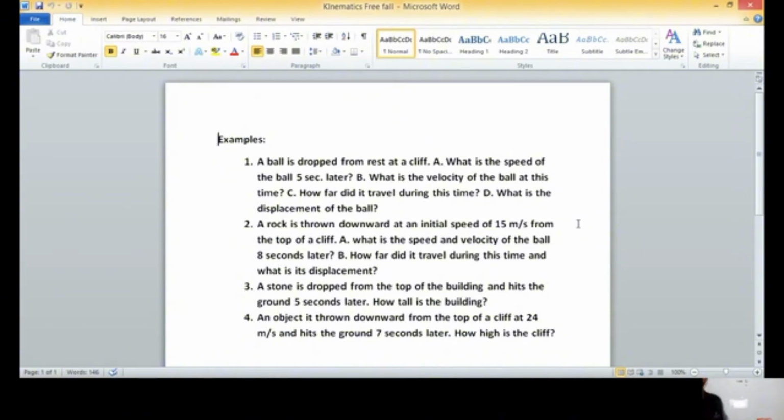So our given is the initial speed. Unlike the problem before, the ball was thrown, meaning binato siyang pababa. Unlike before, binitawan lang siya, so hindi siya gumagalaw, it is from rest, so zero yung velocity niya. Now, ito binato, so meaning initial velocity natin is 15 meters per second. And then your time is also given, 8 seconds. Now again, our G, since it is going down, is negative 9.81 meters per second squared.